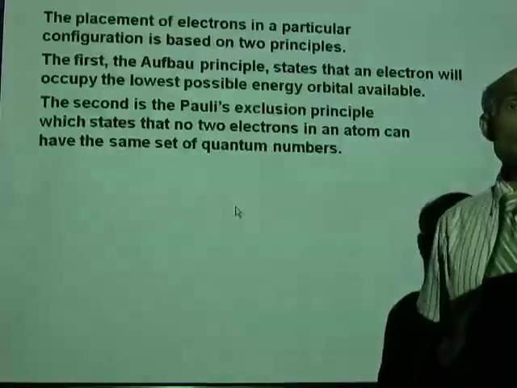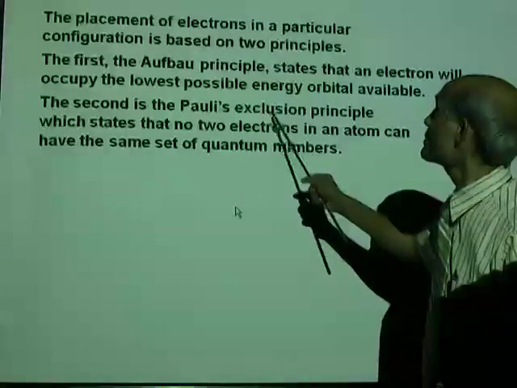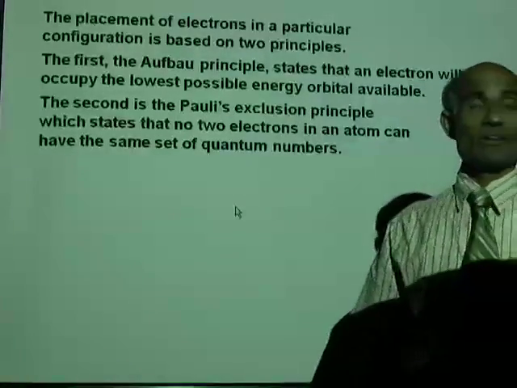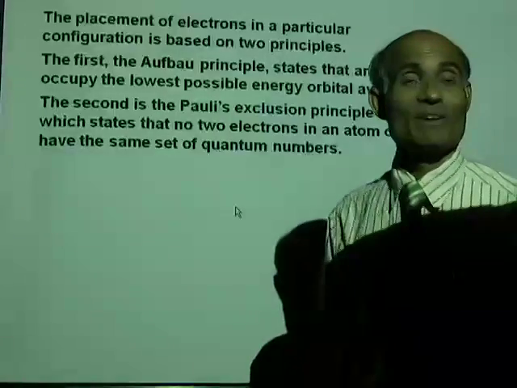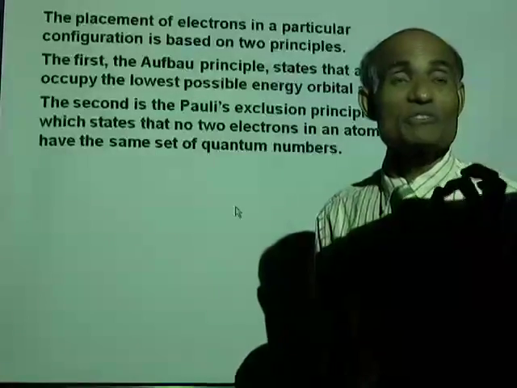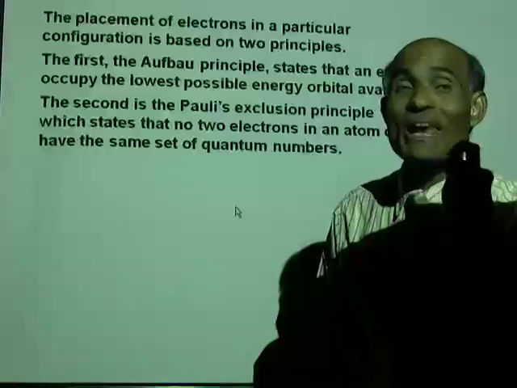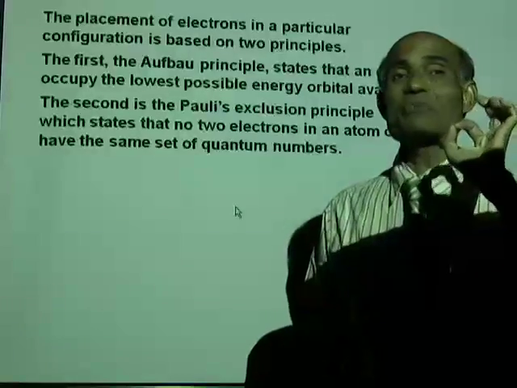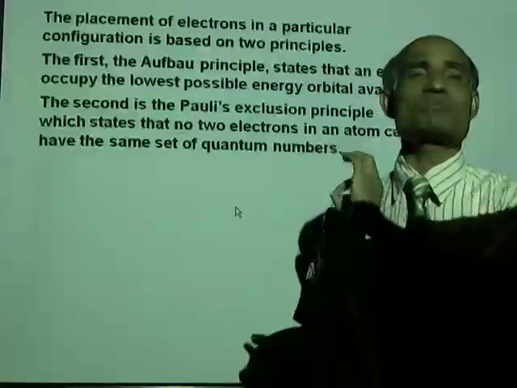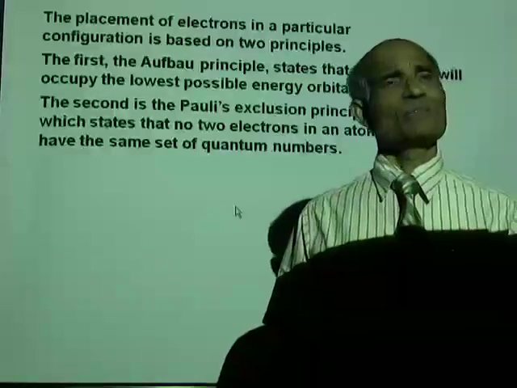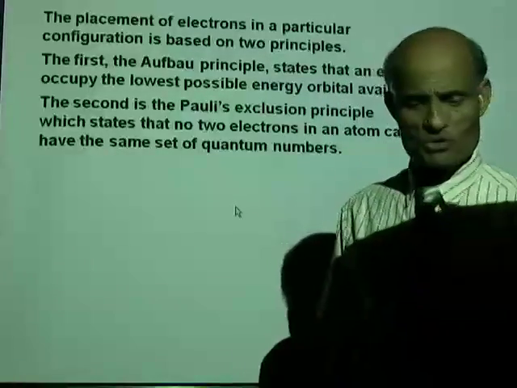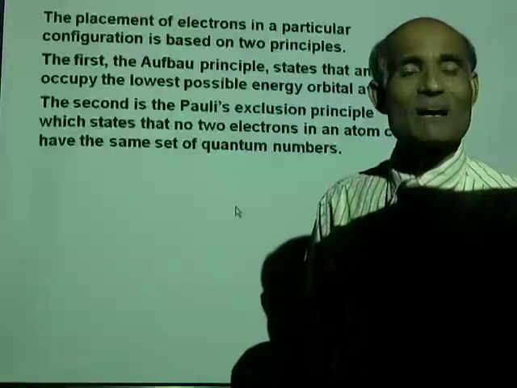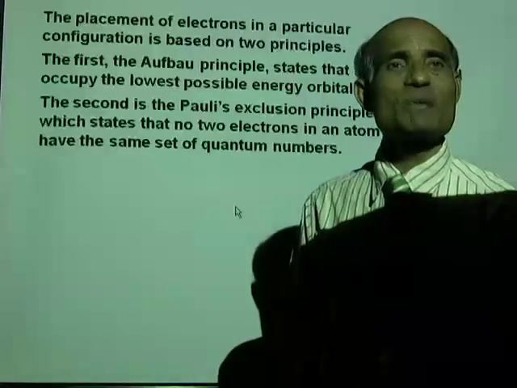The second principle is called Pauli's exclusion principle. That's a very important principle. What does it tell you? It tells you that no two electrons can have the same set of quantum numbers. Well, what does that mean? No two electrons can have the same set of quantum numbers.